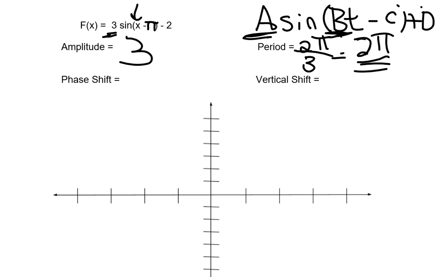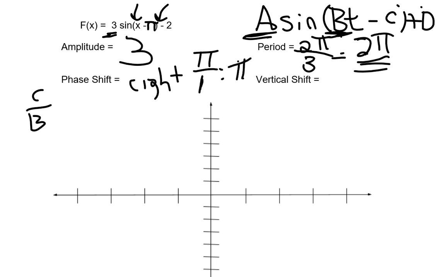Now if I want to look at my phase shift, I look up here at my C value. Remember, my phase shift is going to be C divided by B. This one will be an easy one. My C value, we see it's negative, so it's going to be to the right. C is pi, B is 1, so my phase shift is going to be to the right pi.